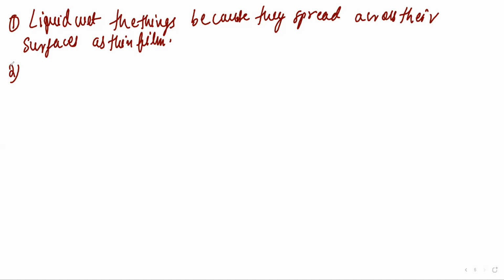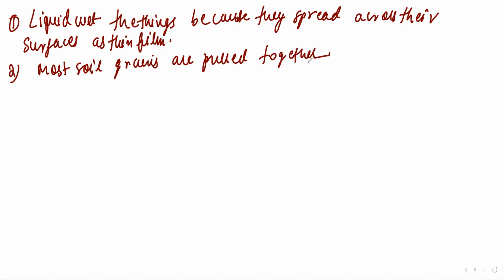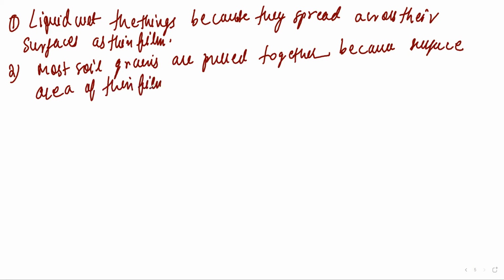Most soil grains are pulled together because the surface area of the thin film of water is reduced.